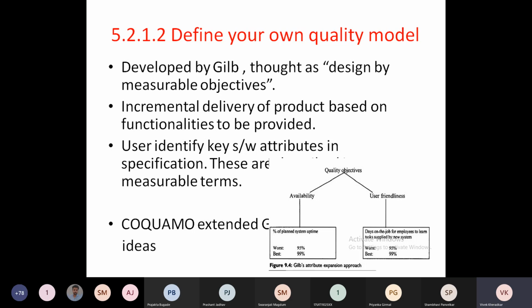CO is constructive, QA means quality, and MO means model. It is an extended idea of your COCOMO model, the extended idea of your McCall model.